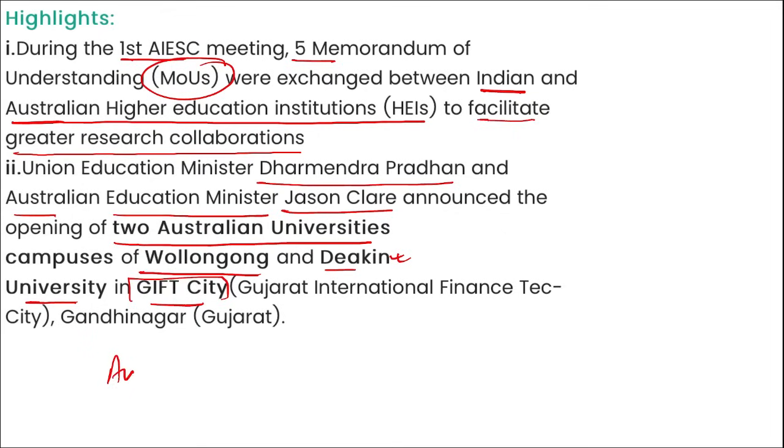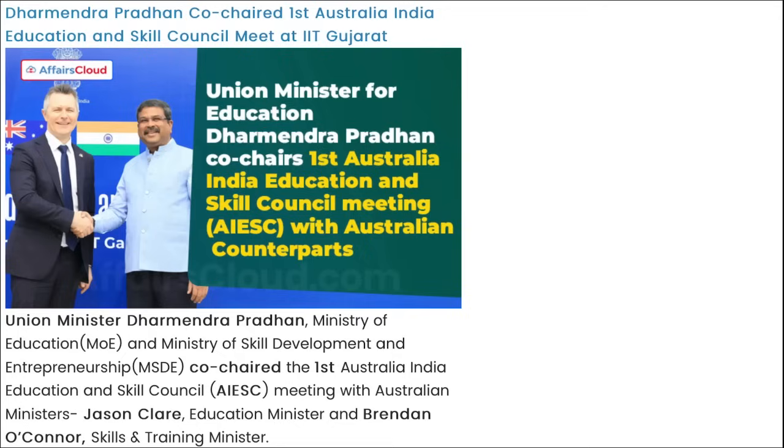If we talk about Australia, who is the Prime Minister of Australia? Anthony Albanese. What is the capital of Australia? It is Canberra. And what is the currency we use here? It is the Australian dollar, right? So Dharmendra Pradhan, and who was the counterpart from Australia? Jason Clare here, right?